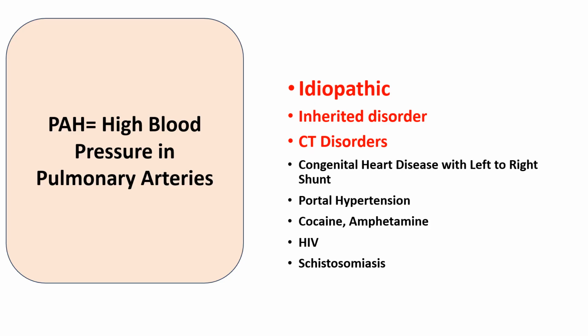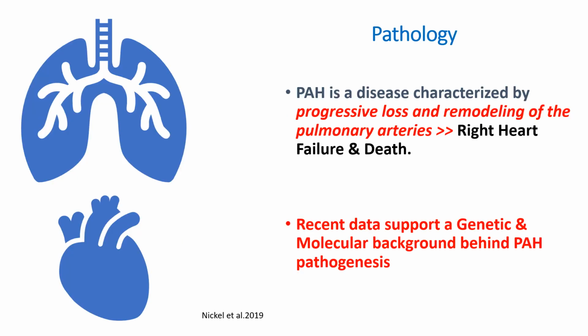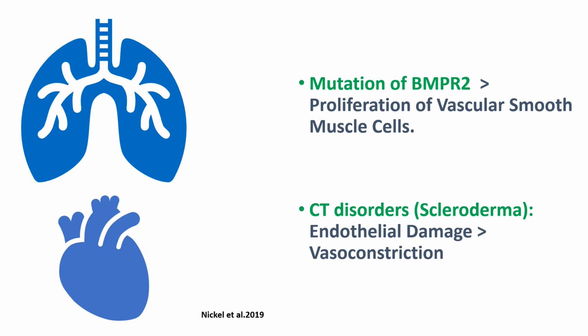And recently, COVID has been proved to affect the eyes in several ways. PAH is a high blood pressure in the pulmonary arteries. This may be idiopathic mainly, or due to inherited disorder and gene mutation, or due to connective tissue disorders and many other causes. The main pathology of this disease is progressive loss and remodeling of the pulmonary arteries with right heart failure and death.